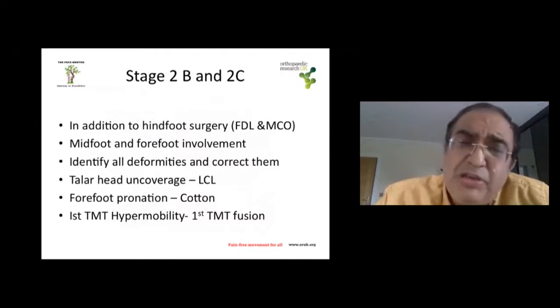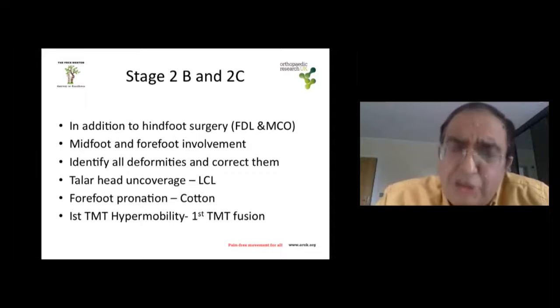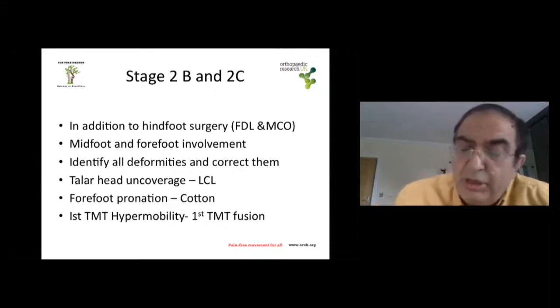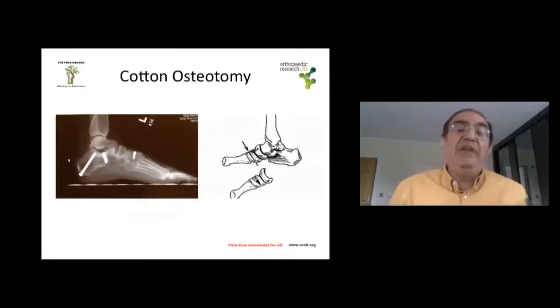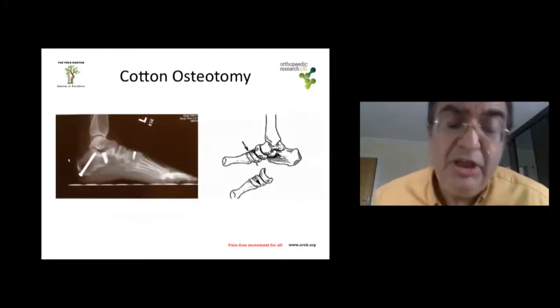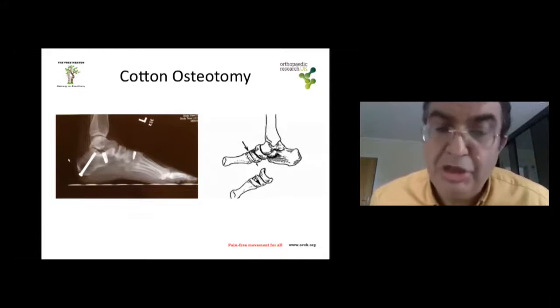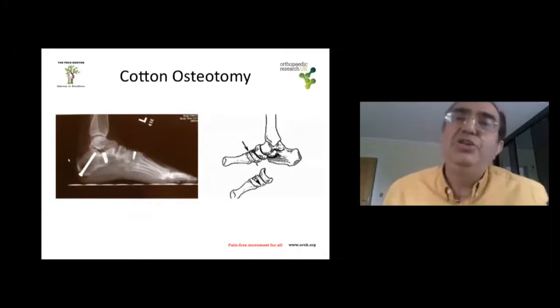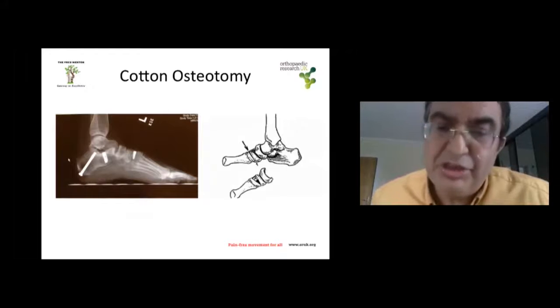This is because once you correct the heel valgus, the forefoot goes into supination. So in order to pronate the forefoot, you may have to do a Cotton's osteotomy, which is a dorsal open wedge osteotomy of the medial cuneiform. So these are the x-rays where we have done a heel shift, FDL transfer, lateral column lengthening, and a Cotton's osteotomy to correct a stage 2C tib post insufficiency.